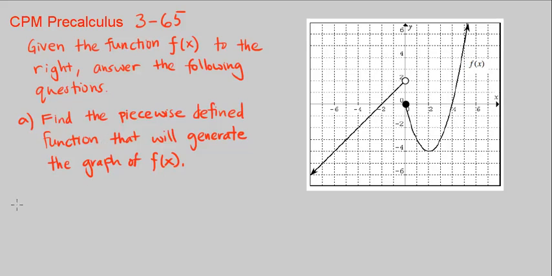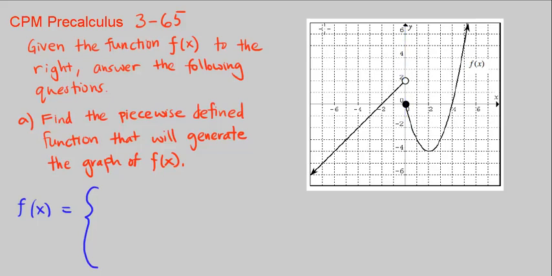If we're going to define it as a piecewise function, find the piecewise defined function that will generate the graph f of x. So we know it's going to take the shape of f of x equals, and then we open up the brace, and we're going to have one piece here, another piece here. We see there are two pieces. Before we even do this, where's the transition happening? This is happening on the line x is equal to 0, or the y-axis.